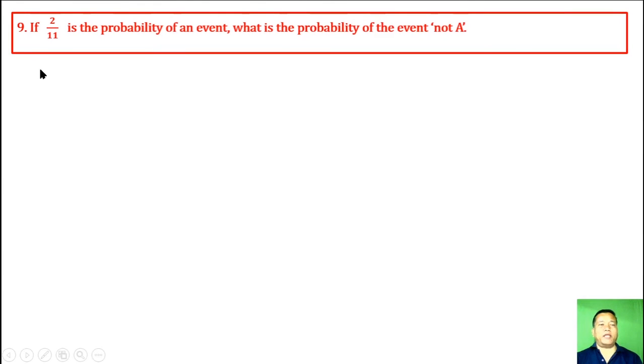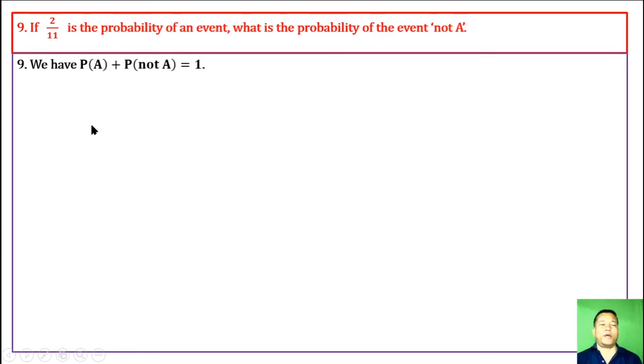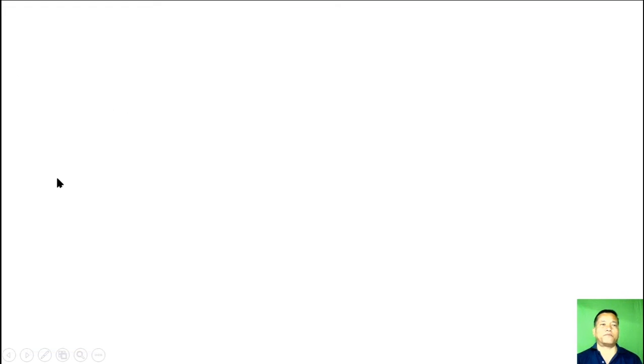Number 9. If 2 by 11 is the probability of an event A, what is the probability of the event not A? We have already learned that P of A plus P of not A, their sum, is 1, as they two are mutually exclusive and exhaustive. Then P of A is 2 by 11, and P of not A, written as A bar or A complement, is 1 minus 2 by 11, that is 9 by 11, which is the required probability.